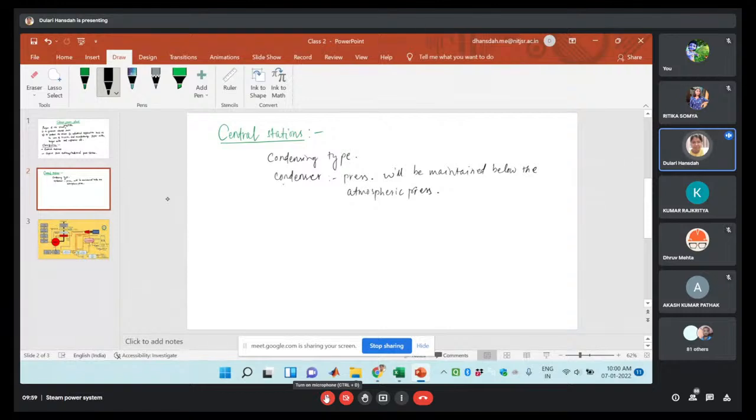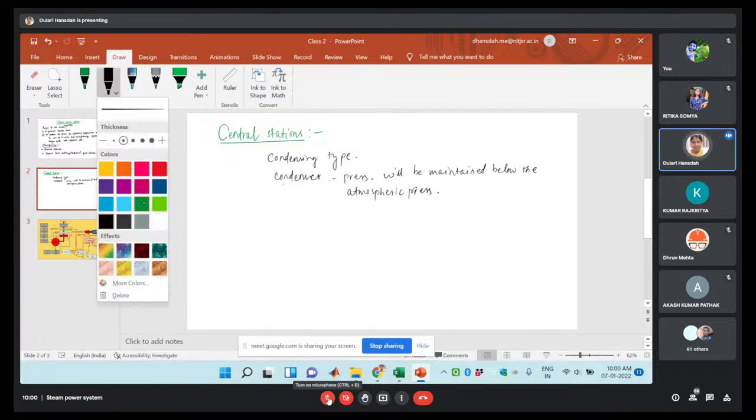So central station means whatever electrical energy is available will be used for the general sale to the customers. And these types of stations are condensing type. Condensing type means the exhaust steam will not be released directly to the atmosphere; it will be used in condensate form. That condensate will be generated with the help of the condenser. In that condenser, the pressure will be maintained below atmospheric pressure, and that exhaust steam will be condensed. So that is the central station.